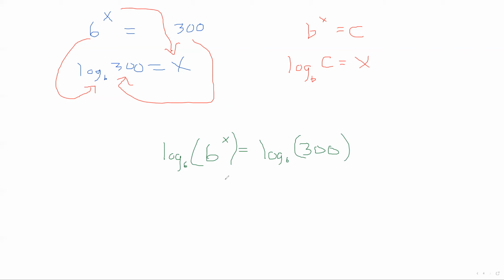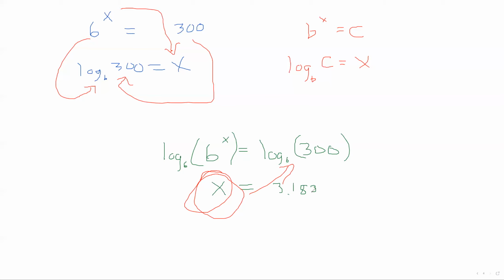Log base 6 of 6 to the x is equal to x. And this is the takeaway: this is how you get x. It's equal to that, which incidentally, I can now go to a calculator and find out what that's equal to. And apparently, in this case, that happens to be equal to 3.183.